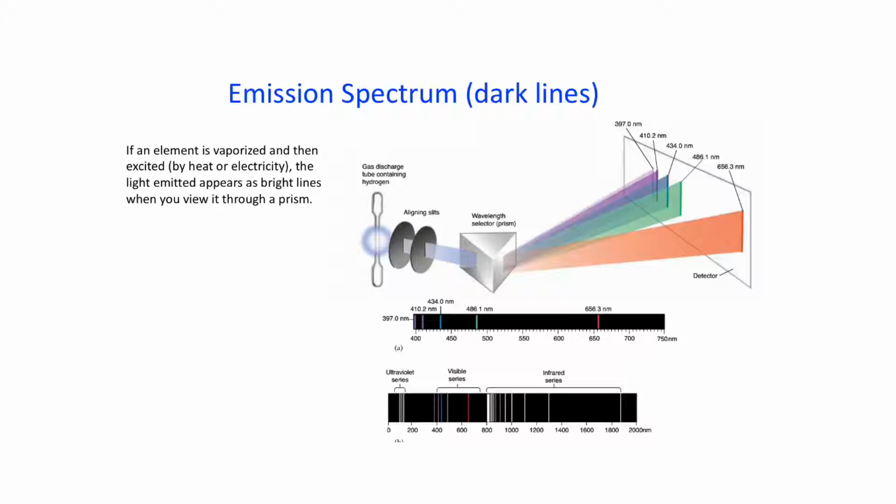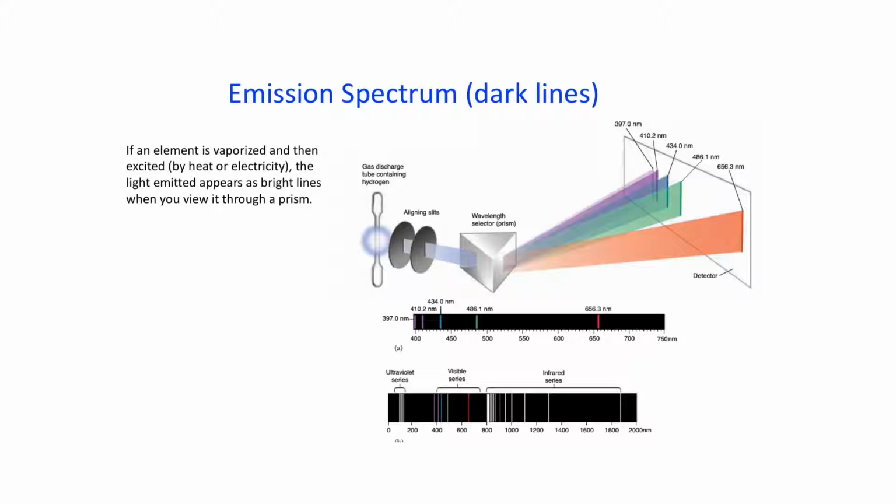Okay, so here is one example for our simplest element, hydrogen. These are the visible lines that you'll see if you were to look at the light emitted from an excited sample of hydrogen with a prism. You can use even a CD. If you hold a CD up to that light, you'll see all of these colored lines show up. So these are the lines that you'll see for hydrogen.